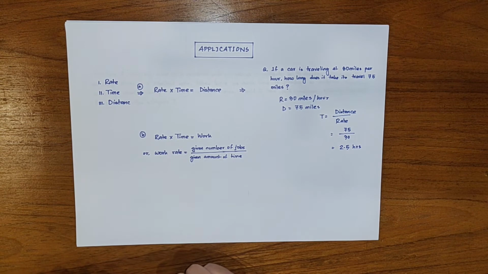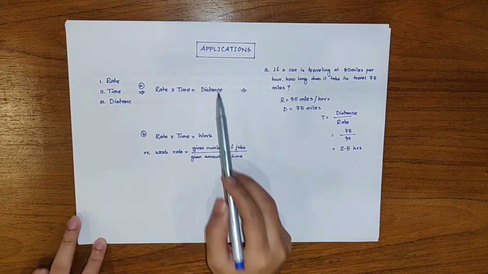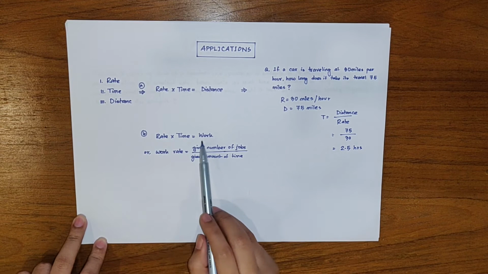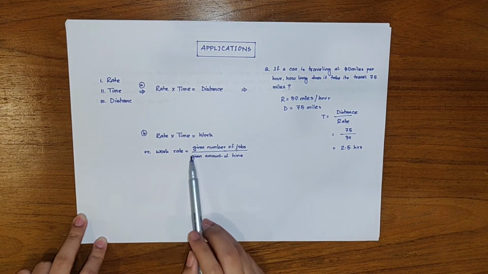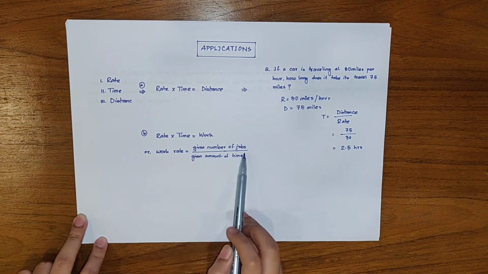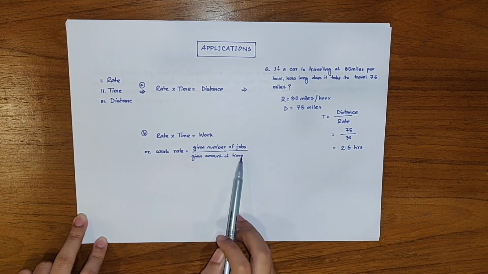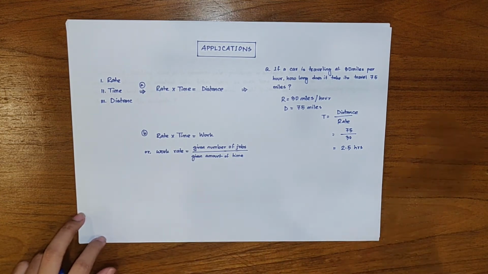Now, another type of problem is the work problem. You can use the same formula used in the motion problem, replacing the distance with work. So rate times time will be the amount of work, or you can write that the work rate is equal to the given number of jobs or total work divided by the given amount of time. Let's look at an example.